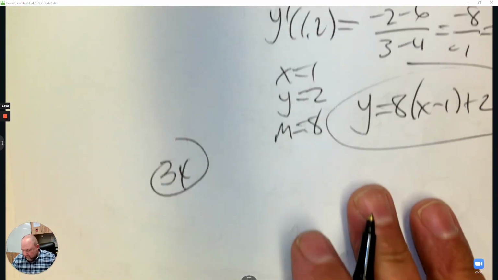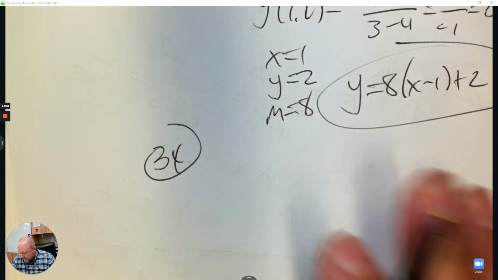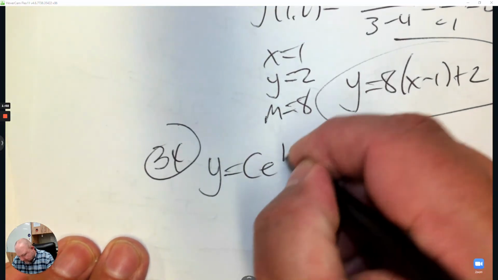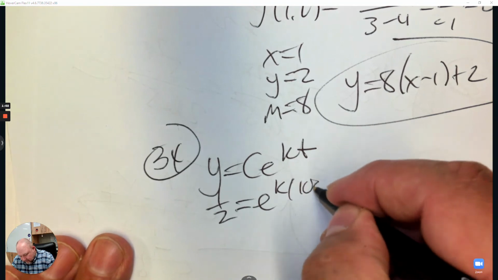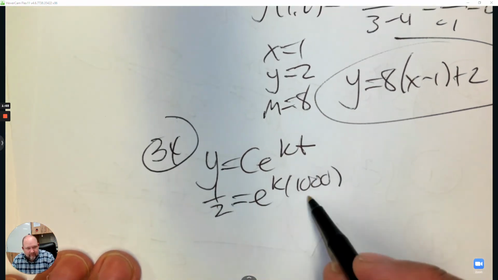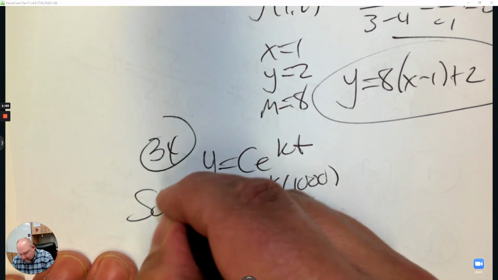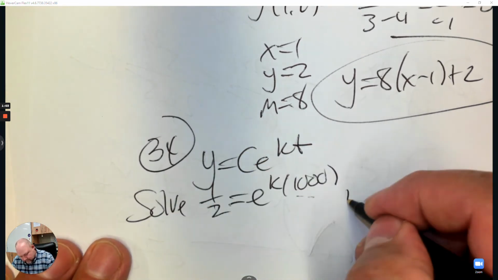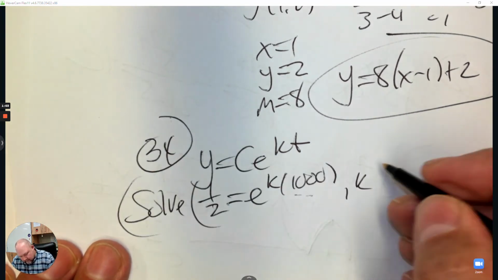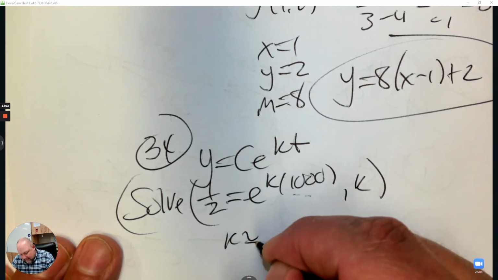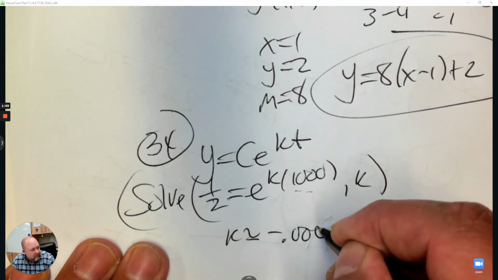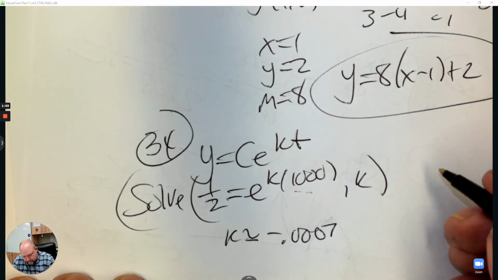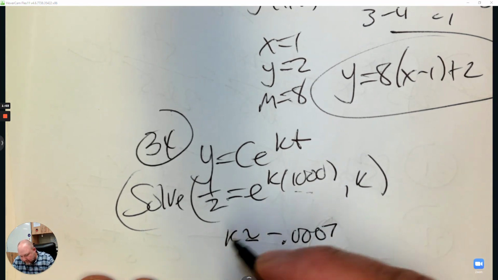34, last one. Just over an hour. It's okay. A radioactive element has a half-life of 1,000 years. So there's the setup. It's half-life, 1,000 years. Use your calculator. Solve this. And K, when using your calculator to solve, is -0.0007.